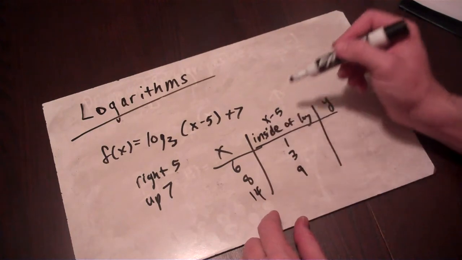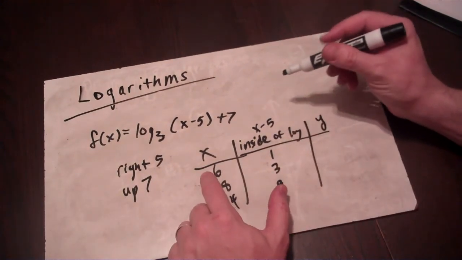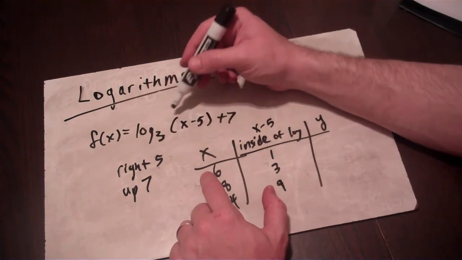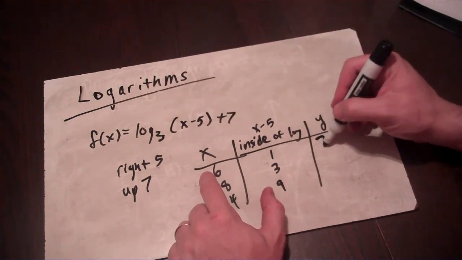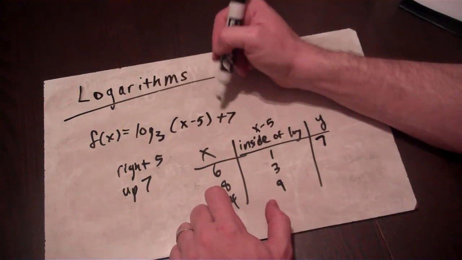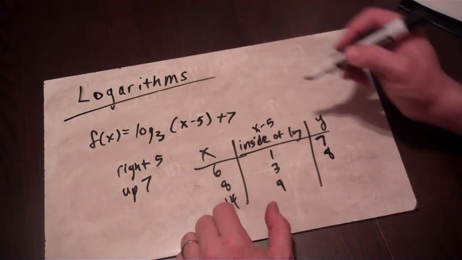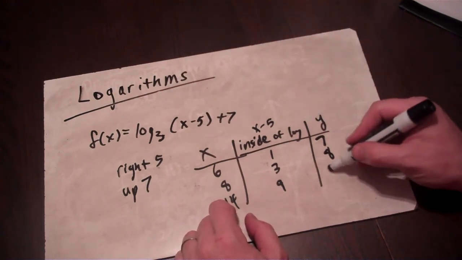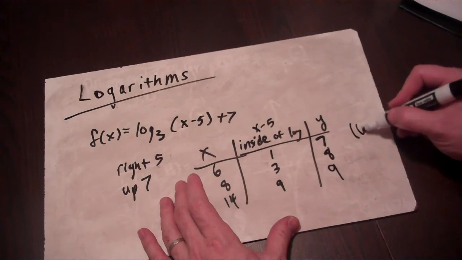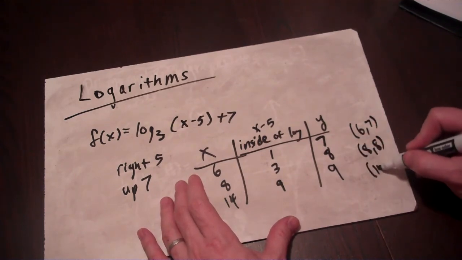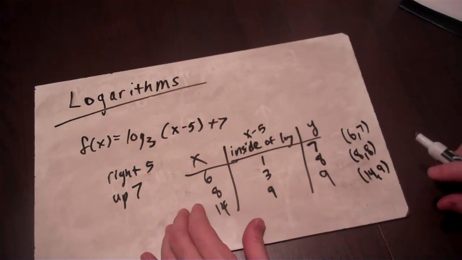So now if I plug in x equal to 6, I'll get 6 minus 5 is 1, log base 3 of 1 is 0, 0 plus 7 is 7, and it's working out. 8 minus 5 is 3, log base 3 of 3 is 1, 1 plus 7 is 8. 14 minus 5 is 9, log base 3 of 9 is 2, 2 plus 7 is 9. And so the points that I get to plot are (6, 7), (8, 8), and (14, 9). And I can actually use those to graph.